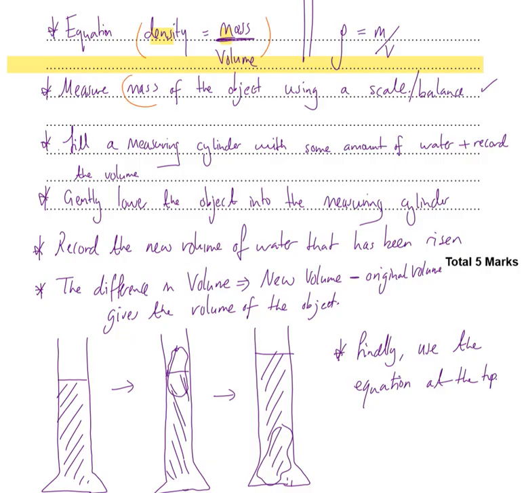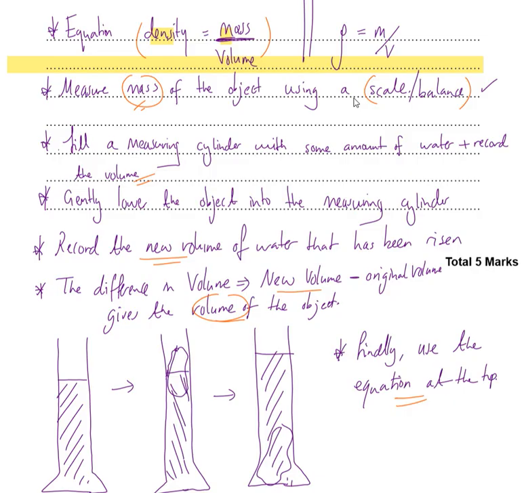We've said get the mass using a scale or balance. Take a measuring cylinder, pour some water in it, and record that volume. Lower the object gently into that measuring cylinder. Record the new volume and find the difference, and the difference will give us the volume. So now we have the volume of the object. All we do is go back to the equation, because now we know the mass, which is easy. We work out the volume and we can get the density. So these are the steps.